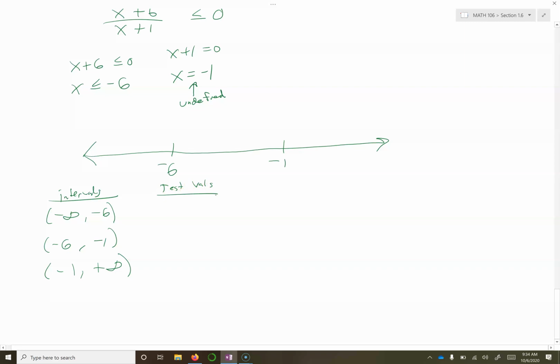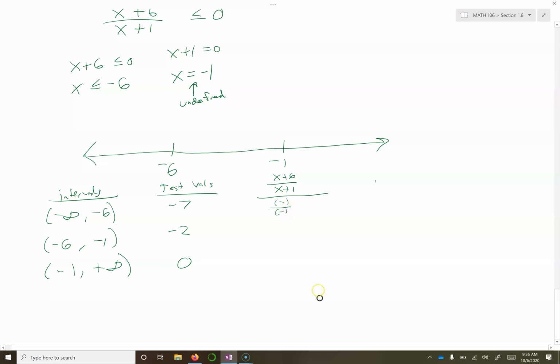Let's see. I'd probably do negative 7, right? I would do probably negative 2, and then I would definitely do 0 from negative 1 to positive infinity. So what we're looking at is (x plus 6) over (x plus 1). And again, we just want to know, are we getting positives or negatives? So let's see. If I did negative 7 plus 6 in the numerator, I'd get a negative number, and then negative 7 plus 1 in the denominator is negative.